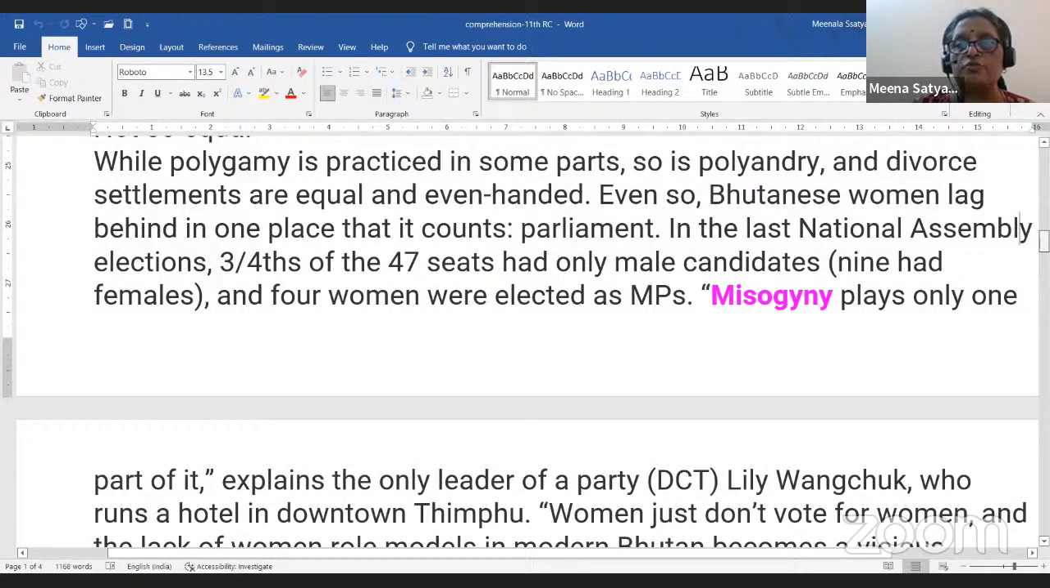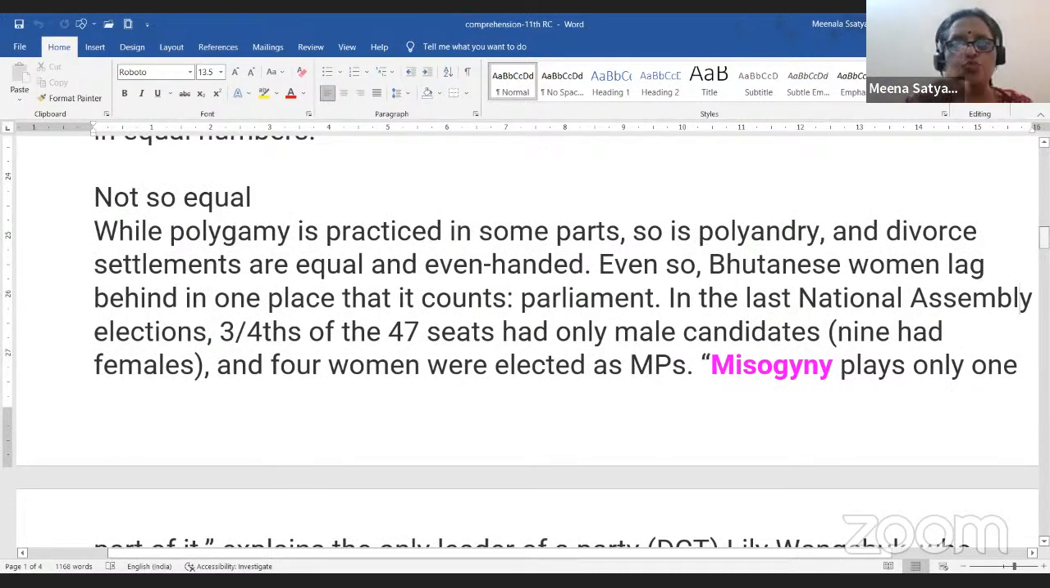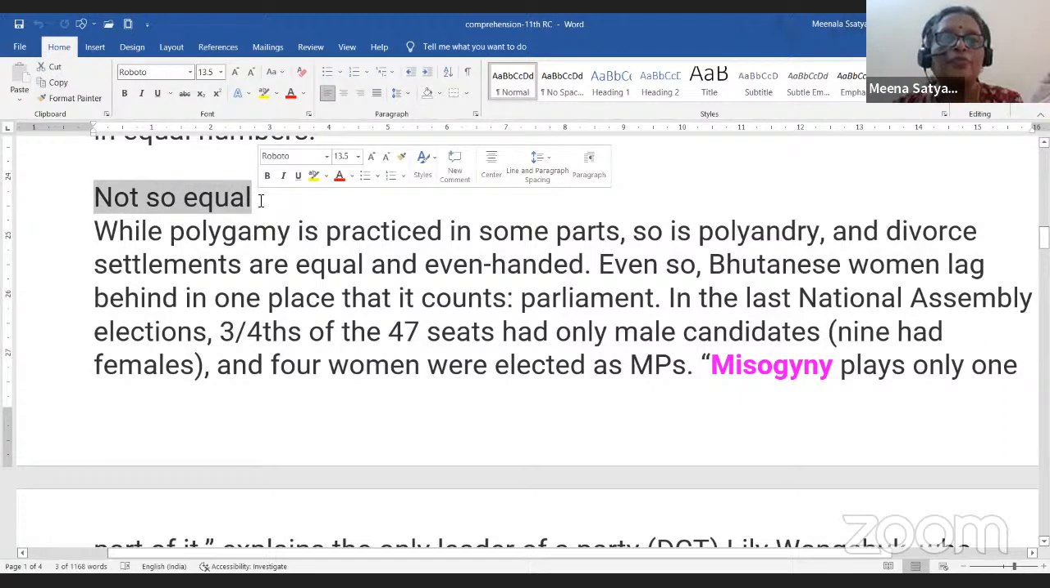It's very simple. Sometimes your eyes should move here and there. Sometimes it's the starting of the next paragraph. So you see the heading here, 'not so equal'. That itself should show you there is something inequality persisting over there. Polygamy is practiced in some parts. It says not there. So is polyandry, that is also practiced. Divorce and settlements are equal and even-handed, fine.